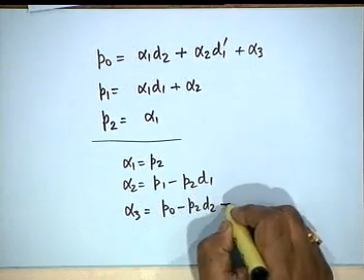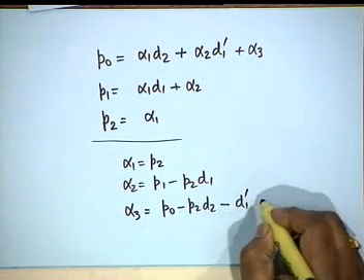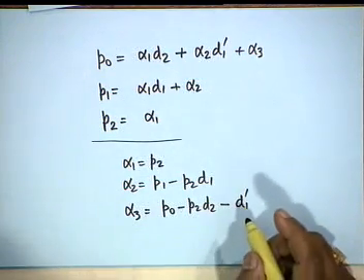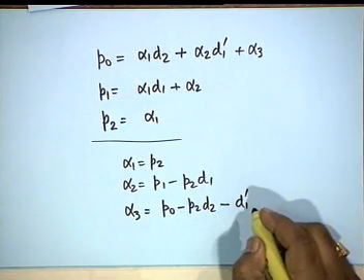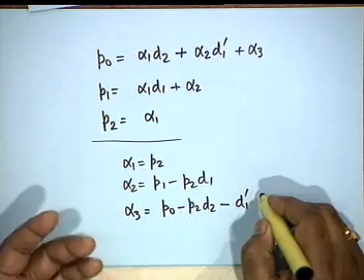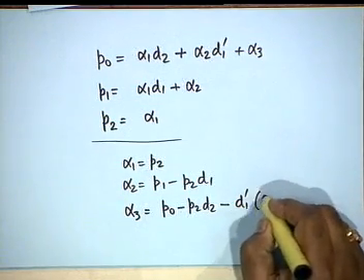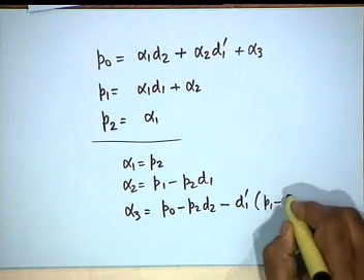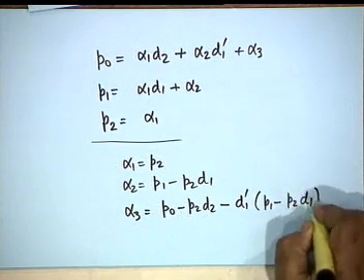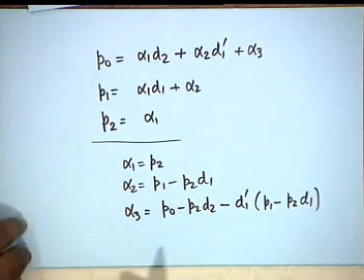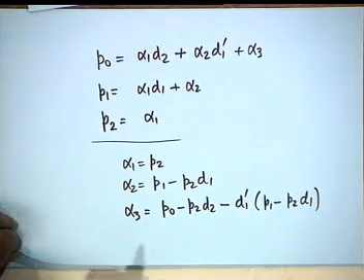Okay? So, alpha 1 is P2, alpha 2 is P1 minus P2 d1, alpha 3 equal to P0 minus P2 d2 minus d1 prime times P1 minus P2 d1. Here d1 prime is d1 divided by 1 plus d2, but you have already found out d1 prime, so you know the number. So, any arbitrary IIR filter can be realized with all pass lattice. Lattice in that sense is very versatile.